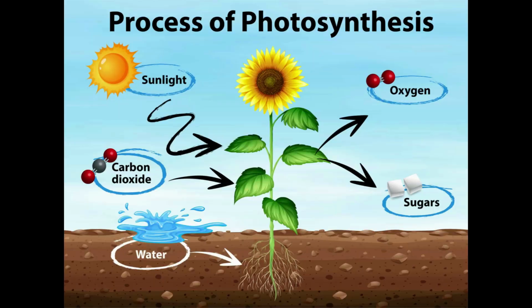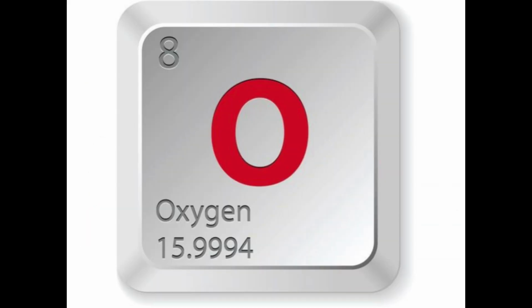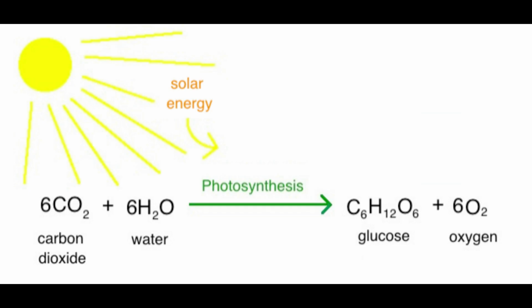The chloroplast takes in CO2 from the air, H2O from the roots, and light energy from the sun. It creates glucose, which is C6H12O6, and releases oxygen, which is O2. The equation looks like this. That is photosynthesis. That's how plants make their own food.